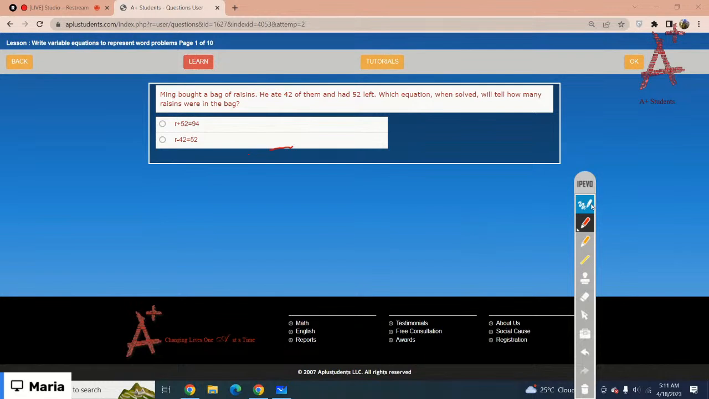Got it? Out of the R, he ate 42. So it would be then R minus 42. Got it? And after eating 42, he is left with 52. So it would be R minus 42 equals 52. Got it?